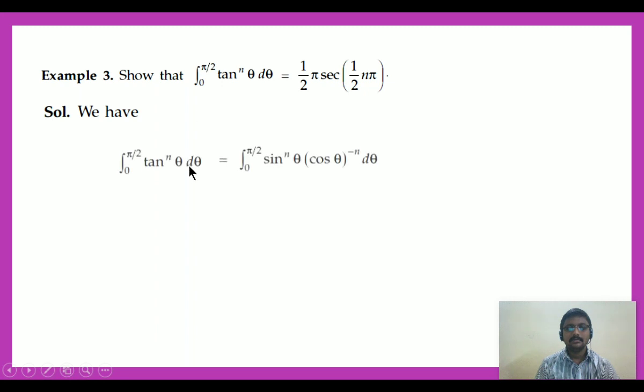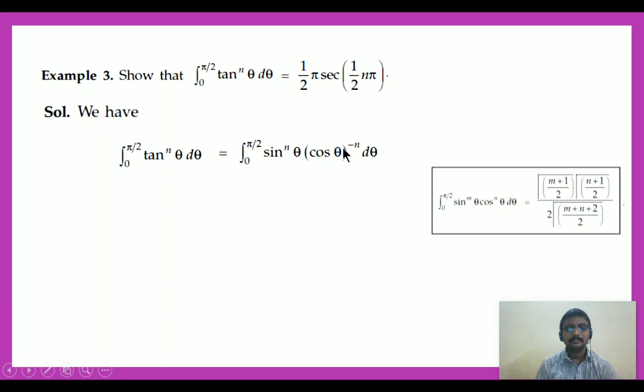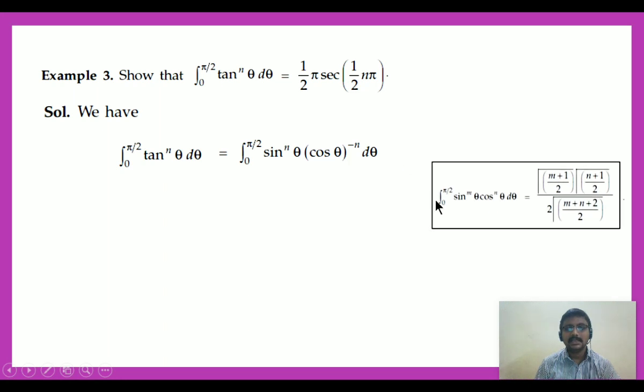So we have integral of 0 to pi by 2 tan power n theta d theta. Tan power n theta can be written as sin power n theta by cos power n theta. But 1 by cos power n theta is cos power minus n theta. So it can be written as cos theta whole to the power of minus n. Now we will use a formula, that is integral 0 to pi by 2 sin power m theta cos power n theta d theta is gamma of m plus 1 by 2 into gamma of n plus 1 by 2 upon 2 into gamma of m plus n plus 2 by 2.